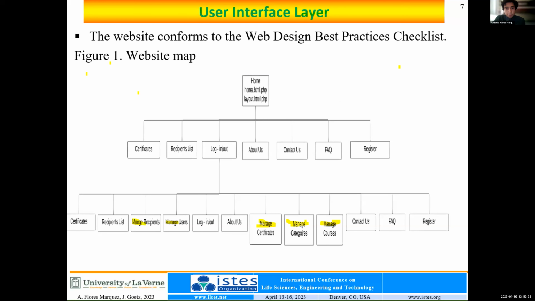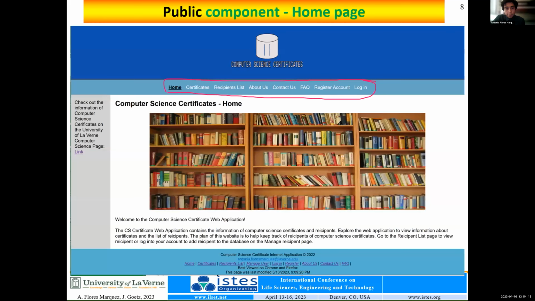So here's an overview of the website map. What's highlighted in yellow are the managed pages. These pages are not visible until the user logs in, and they won't be able to access them unless they have a permission. So here's a screenshot of the home page. Like I mentioned before, the user is only able to see public pages until they log in.